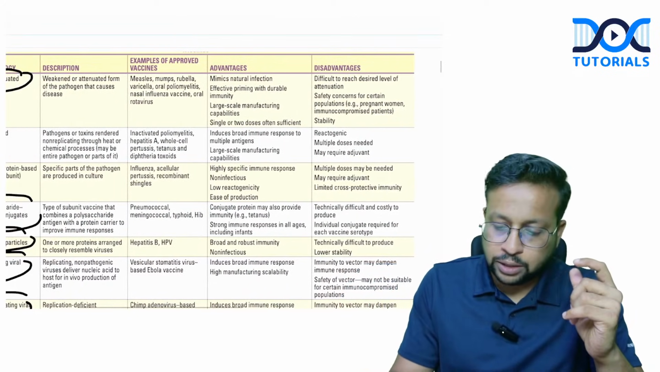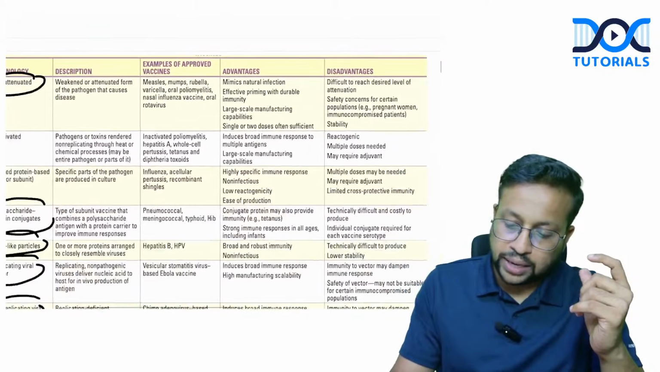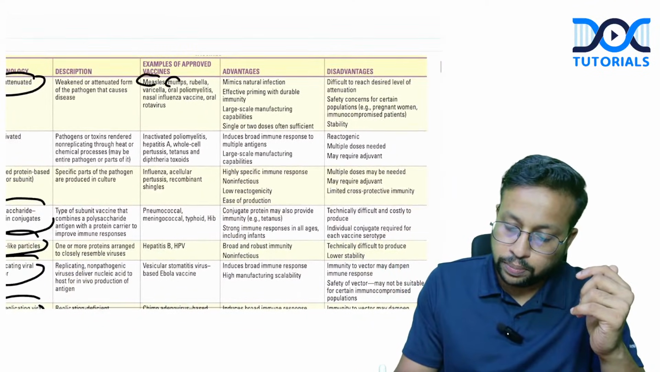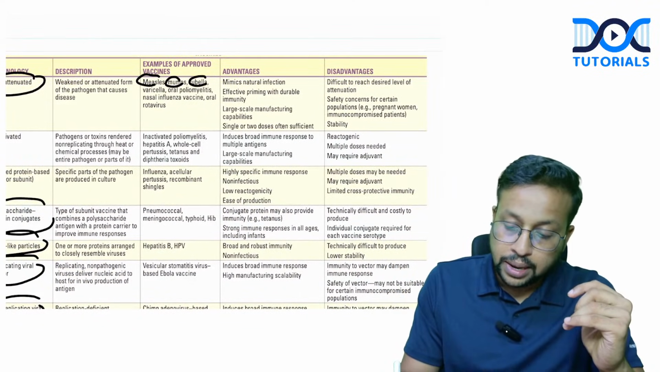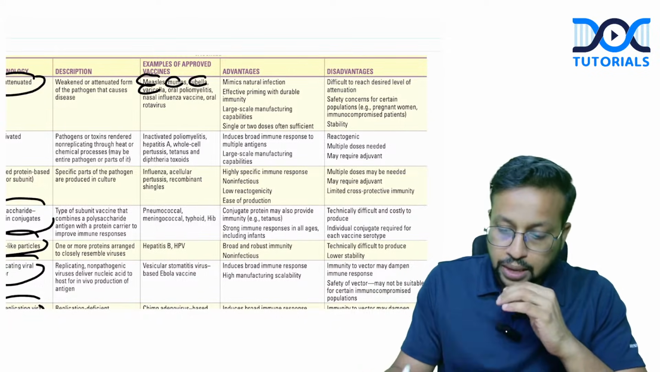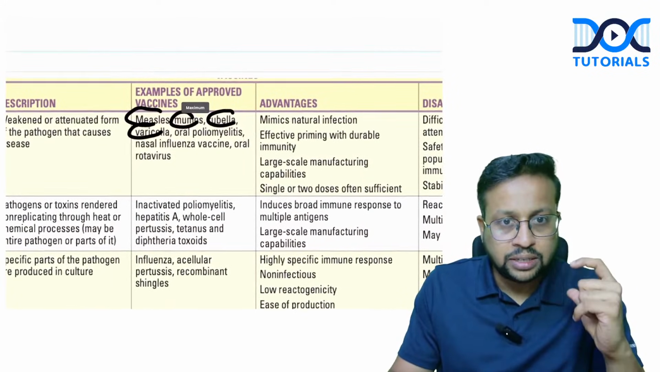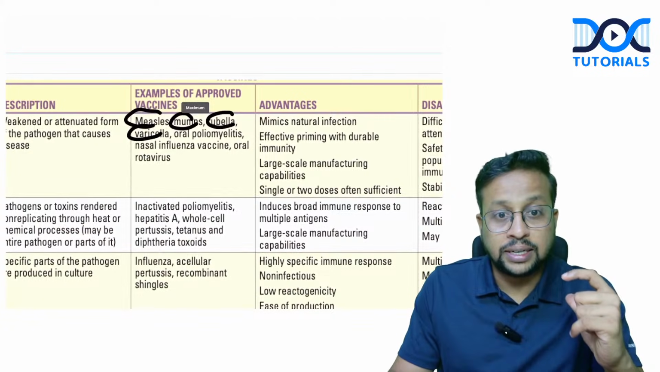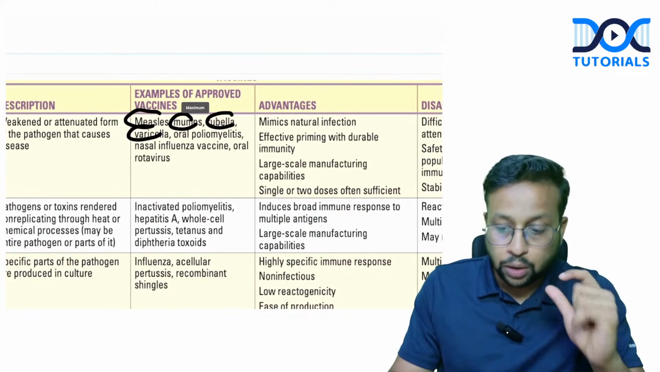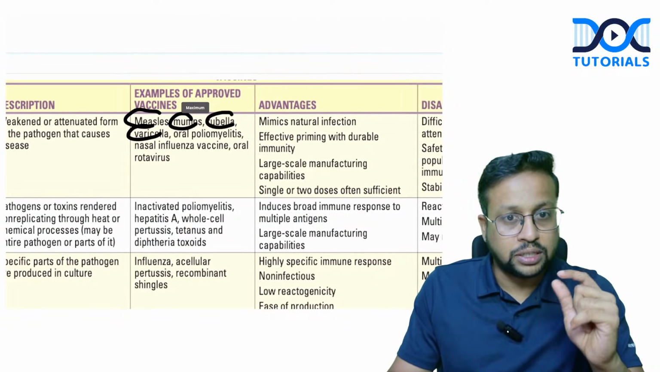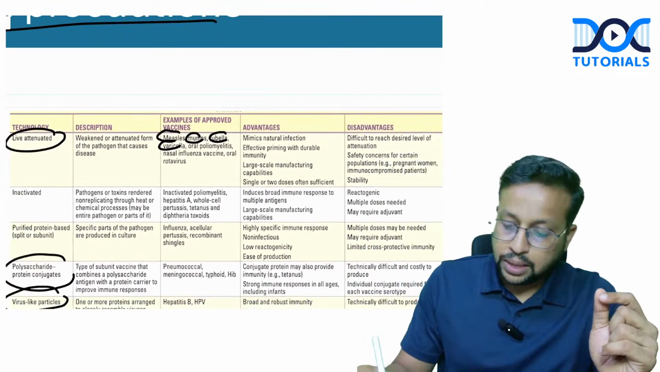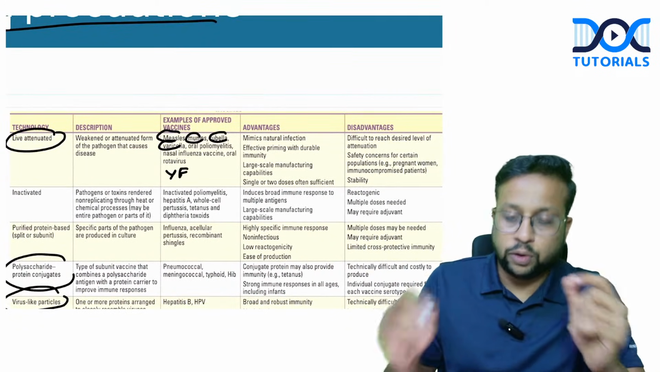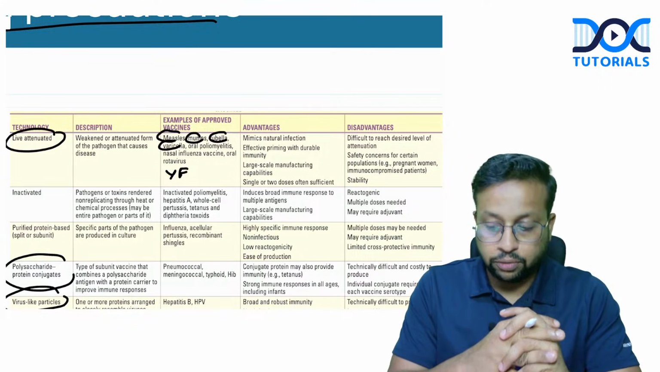You know the live vaccines, which are the live vaccines. So the live vaccines include measles, mumps, then rubella, that's the MMR, and varicella, which is important. Among the influenza vaccines, the nasal influenza vaccine is a live vaccine, and the oral rotavirus vaccine is also a live vaccine. And remember, the yellow fever vaccine is also a live vaccine.